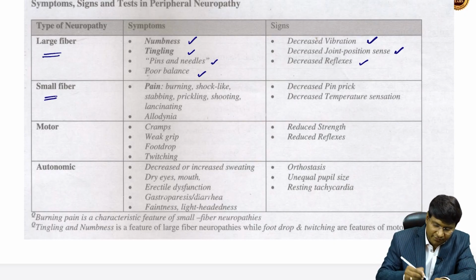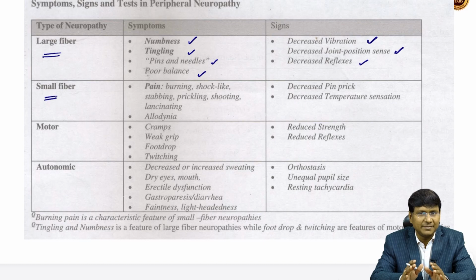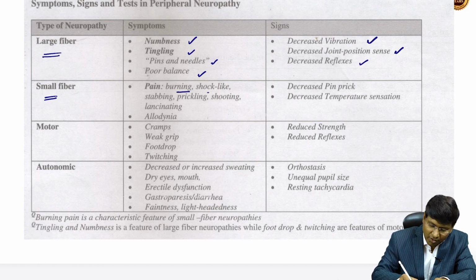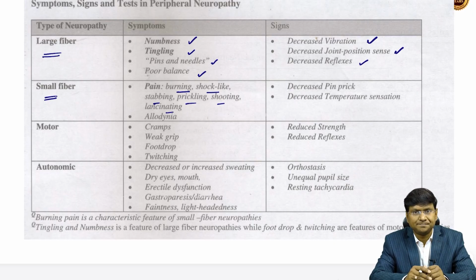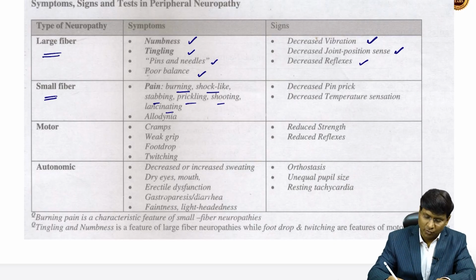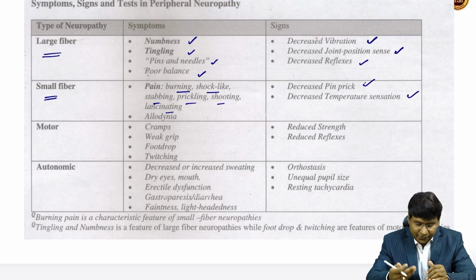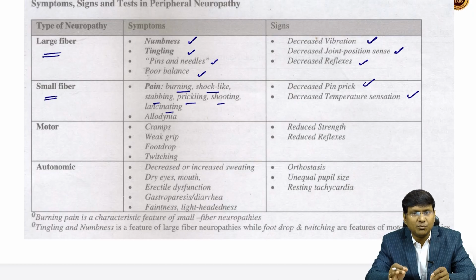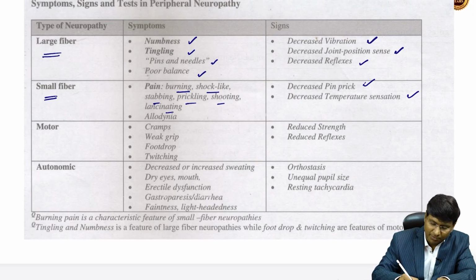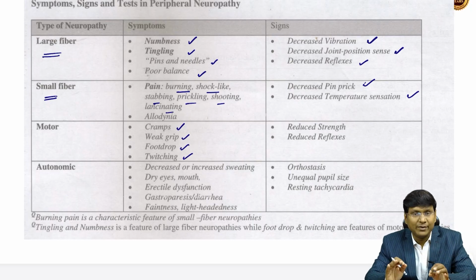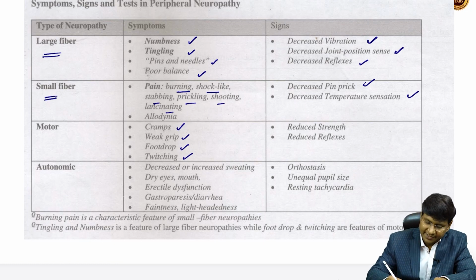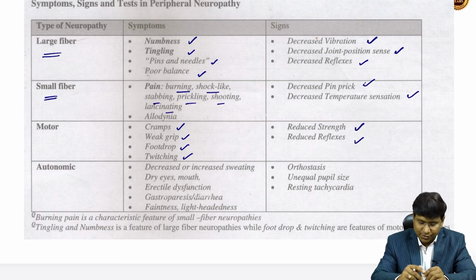And what will be the features of the small fiber involvement? The features will usually be a burning or shock-like sensation, or it can be a stabbing, pricking, shooting or lancinating sensation. The signs of the small fiber involvement include decreased pinprick and decreased temperature sensation. And if you take the motor fiber involvement, the features will be in the form of cramps, weak grip, foot drop and twitching. And the signs of the motor fiber involvement include reduced strength as well as reduced reflexes.